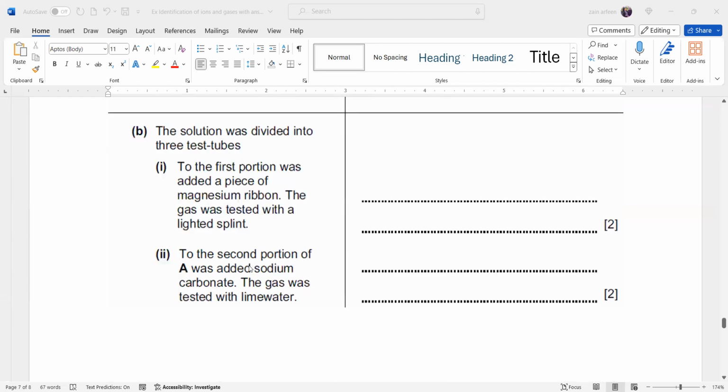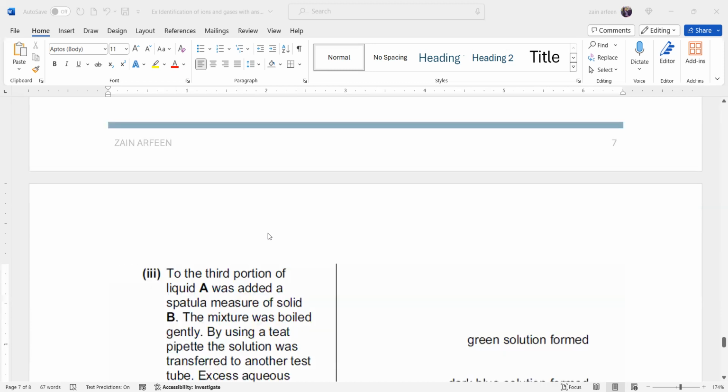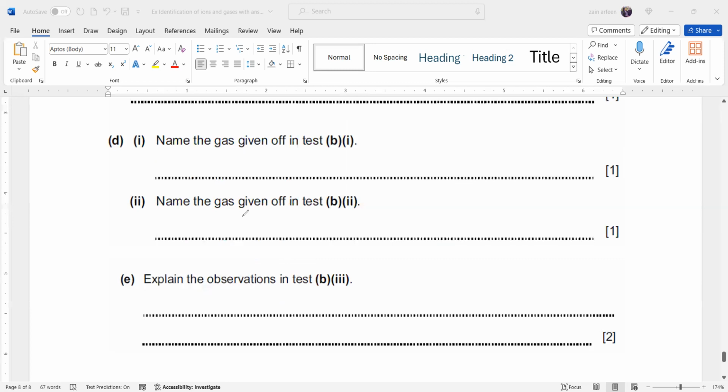Which gas is given off in B2? Here, carbon dioxide, because the lime water turned milky. So if you write CO2, that is not considered correct, because the question is to name, not write a formula. So you are supposed to write carbon dioxide. Don't write CO2. If they ask to write a formula for the gas given off, then write CO2.